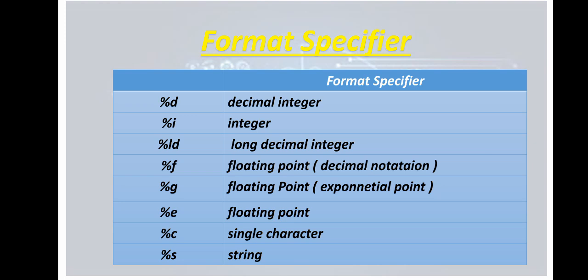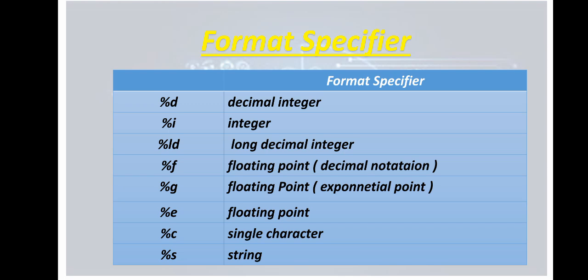There is a list of format specifiers. %d is used for decimal integer, %i is used for integer, %ld is used for long integer, %f is used for floating point decimal notation, %g is used for floating point exponential notation, %c is for a single character, and %s is for a string.